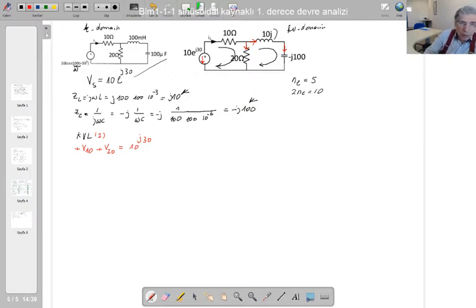So that's the first mesh Kirchhoff voltage law equation. For the second equation, we are going to write it for the second mesh. So you might call this the first mesh, and that the second mesh. For the second mesh, minus V20, because this direction and this direction are opposite to each other, and the other voltage is the voltage of the inductor, VL.